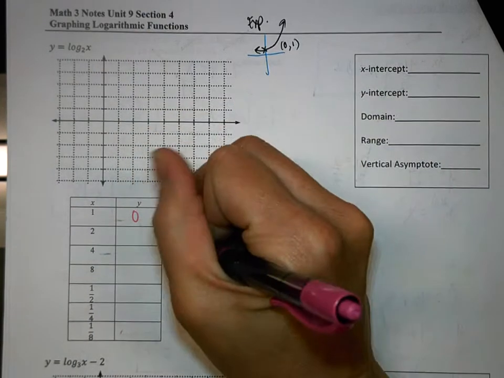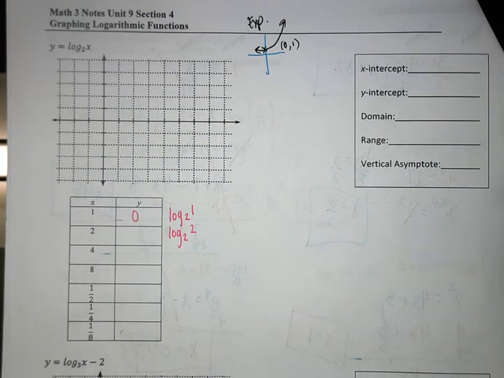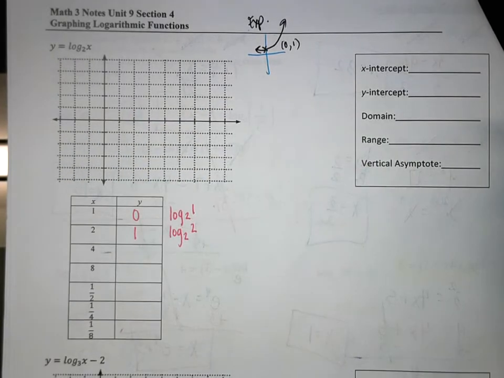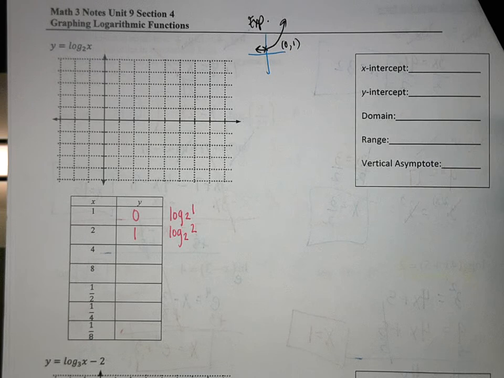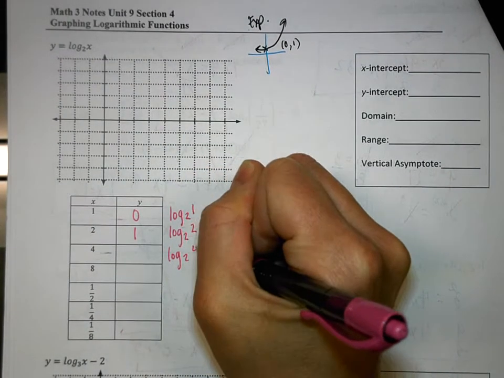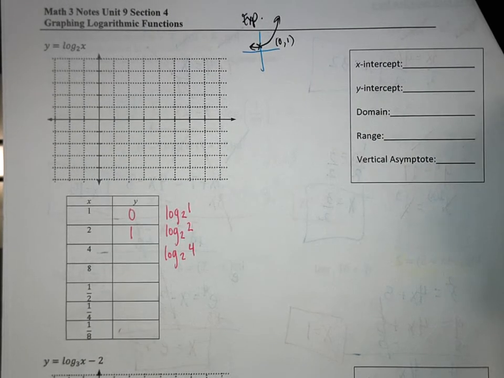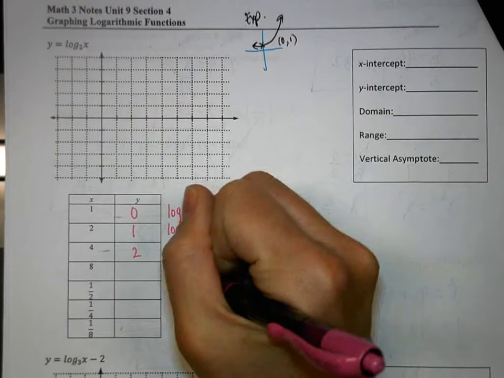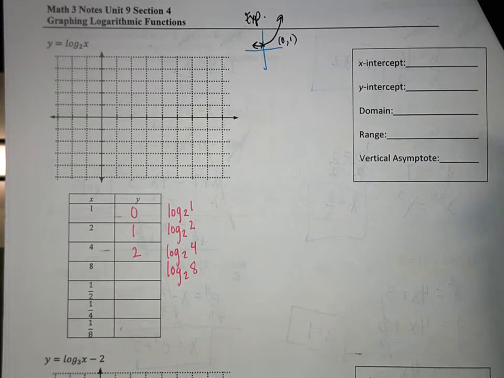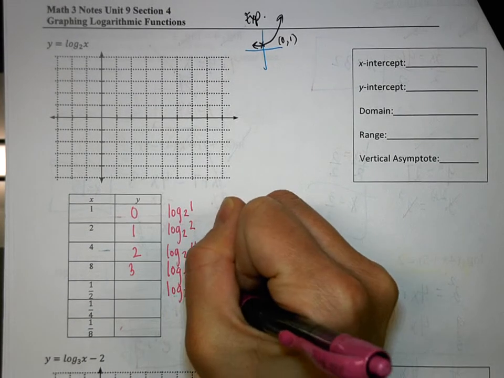Now if we plug in 2, we have log base 2 of 2. 2 to what power equals 2? 1. Is everybody okay with what we're doing? Then we plug in 4. Log base 2 of 4. So that's saying 2 to what power equals 4? 2. Log base 2 of 8. 2 to what power equals 8? 3.